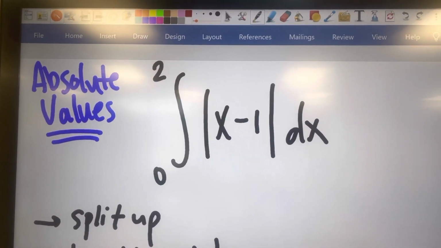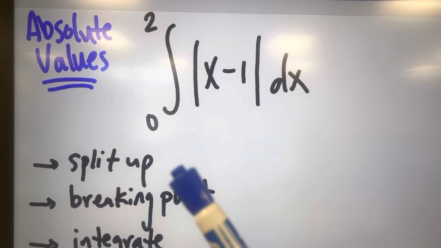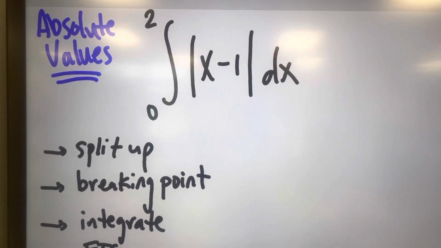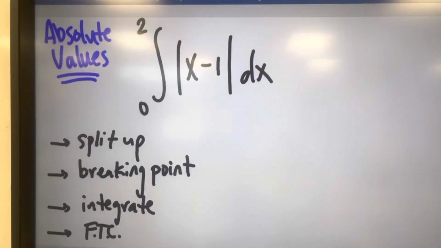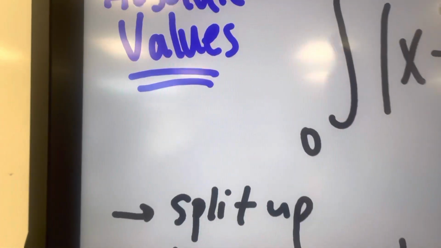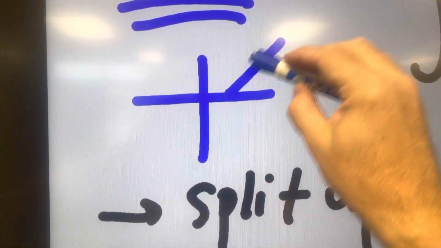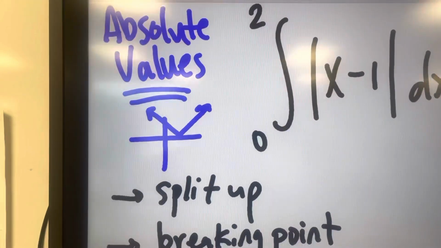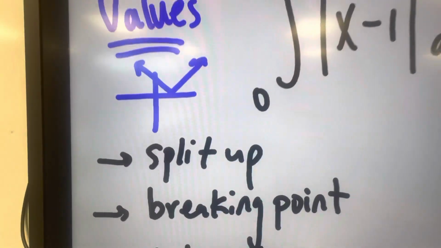It has an absolute value here. So we're going to split it up, which is the piecewise function, find the breaking point, integrate, and in this case, there's a fundamental theorem of calculus because it goes from 0 to 1. Now, if we were to graph this function, I just want to make sure we're clear. It would go over to the right and it would look like a little V. And so that means there's two equations here that we have to focus on.